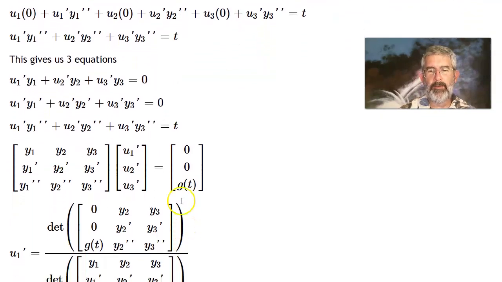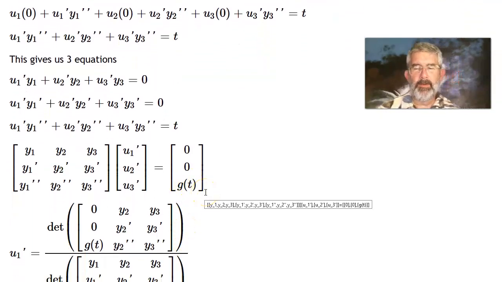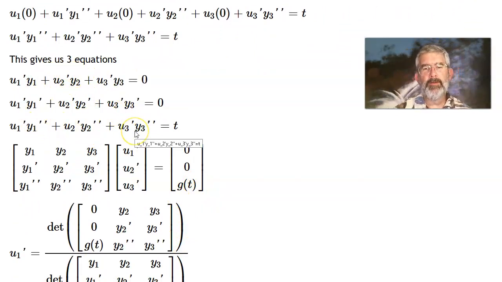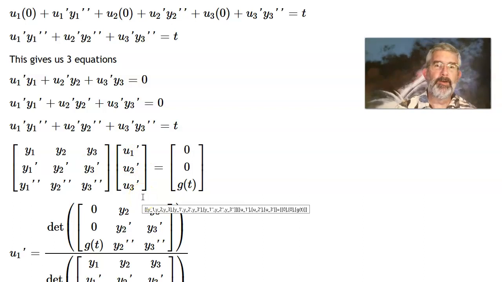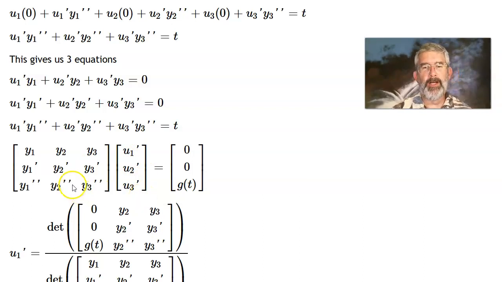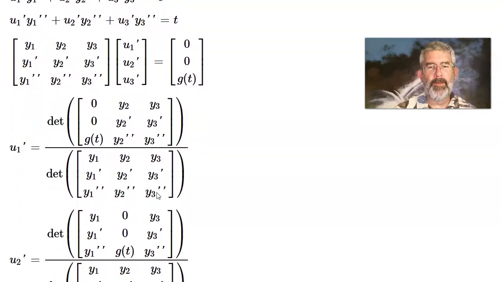But I rewrote it here with a g of t there, to give the general sense of what's happening here. I now have a system of three equations and three unknowns, where the unknowns are u1 prime, u2 prime, and u3 prime. This is very much the same as what happened with second order, but we just had the u1 prime and u2 prime. Now we've got three of them, right? And you could imagine in a fourth order differential equation, you'd have a 4x4 matrix, and four variables, u1 prime, u2 prime, u3 prime, and u4 prime. Right? Anyway, use Cramer's rule to solve this.